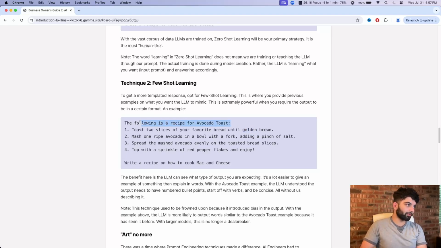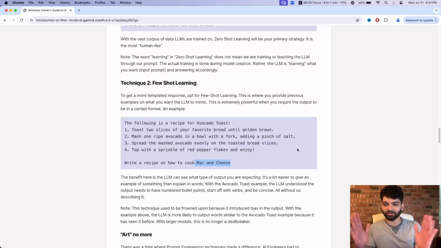So if I give it the format that I'm expecting, when I ask it to give mac and cheese, it'll give me a very similar format of the numbered bullet points, the verbs, the length of the actual sentence. Right? There's so many variables. It's very hard to define in words, but it's easy to just give an example and ask the LLM to mimic it. So that's all we're trying to do here.